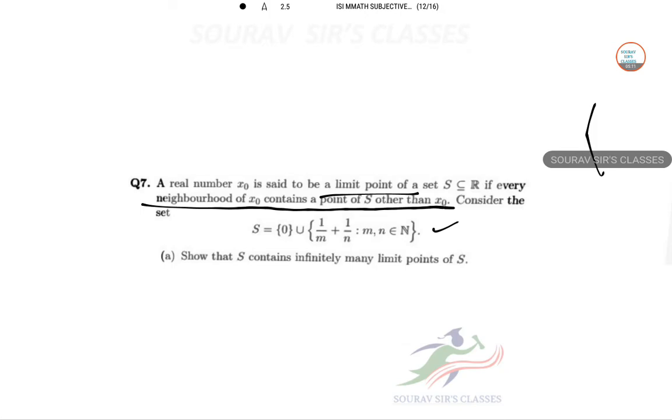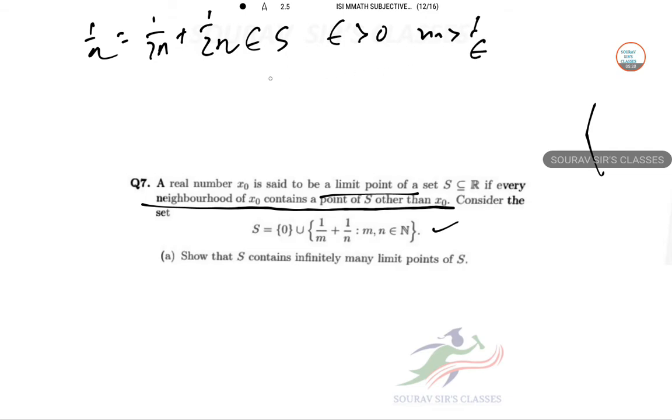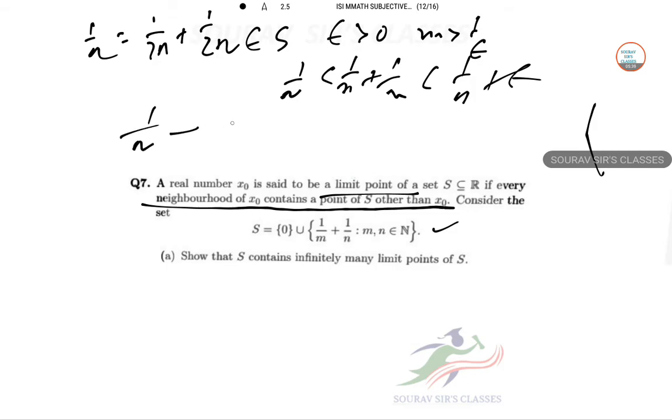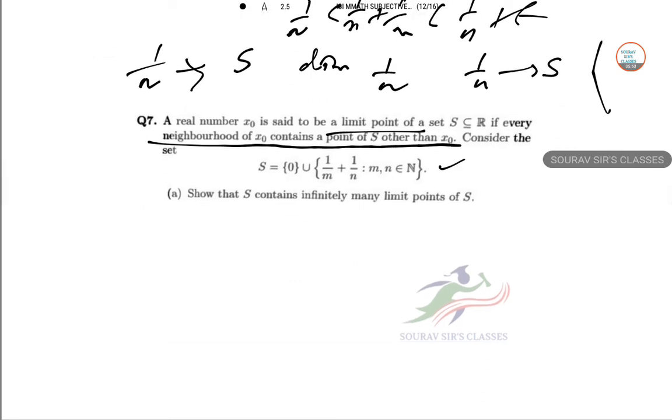So in this case, we can see that 1 by n, if we take 1 by n plus 1 by m, we can write that it belongs to S. So for epsilon greater than 0, take m greater than 1 by epsilon. So 1 by n plus 1 by m is within 1 by n plus epsilon, so you can replace m with this. So every neighborhood of 1 by n actually contains a point from S which is distinct from 1 by n. So each point 1 by n is a limit point of S, and that belongs to set S.